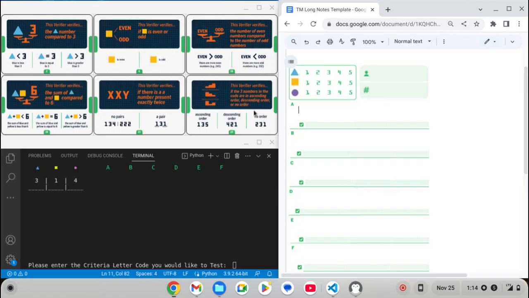So let's take a look at the example 231. Notice that it goes from 2 to 3, it increases, and then it goes from 3 to 1, then decreases. Of course, you could also have a solution that is decreasing and then increasing, but it's that shift from one direction to the other that defines a 3-digit code as having no order.